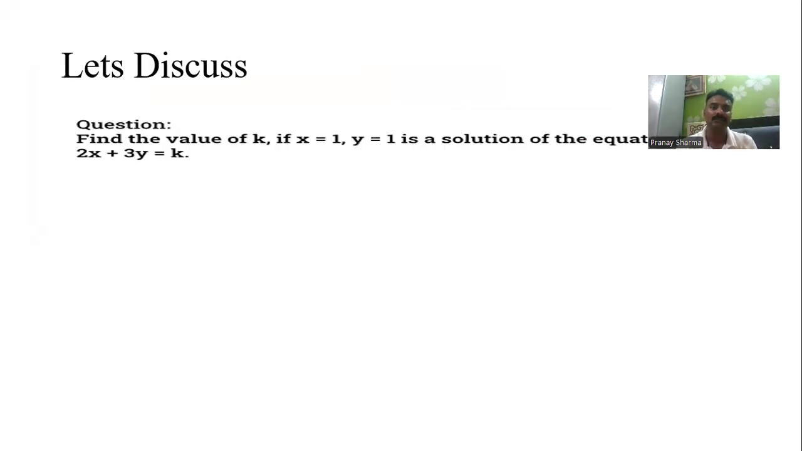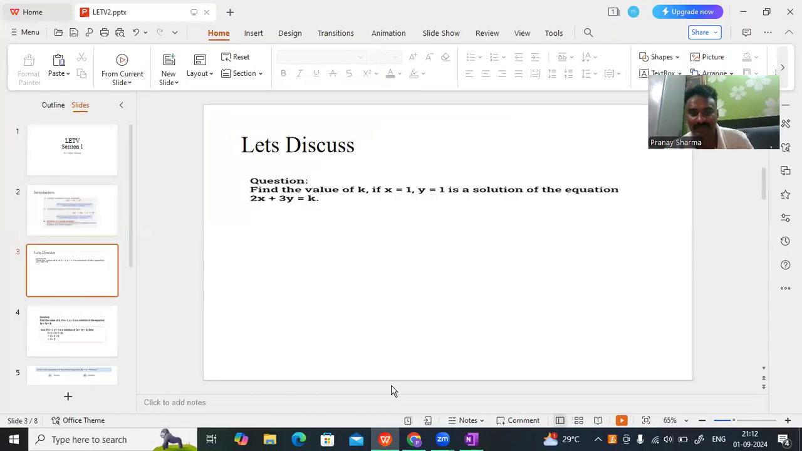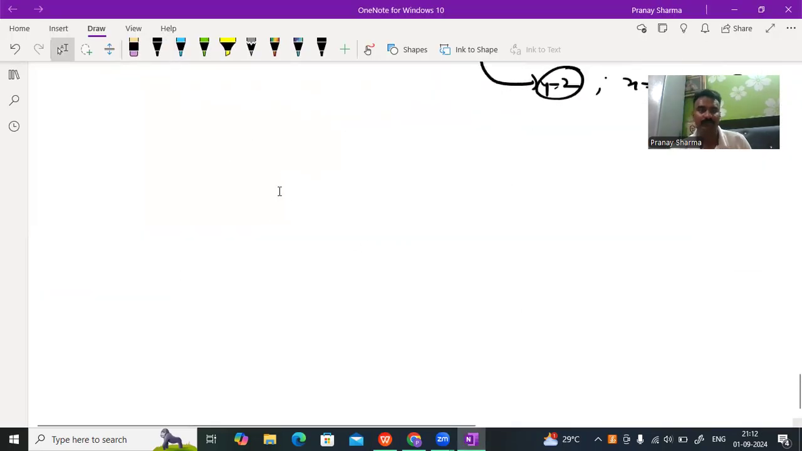Let us discuss this. We need to find the value of k if x equals 1 and y equals 1 is a solution of the equation 2x plus 3y equals k. Let us move to our board.